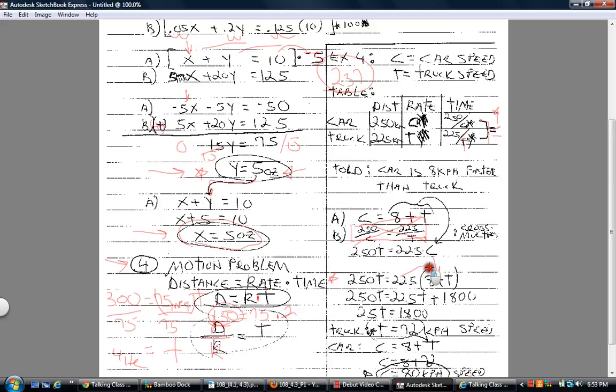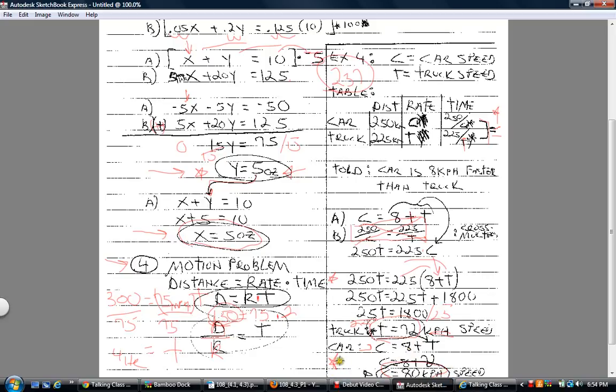Okay, you've got some distributive work to do here. You can follow along there, 225T plus 1800. I subtracted 225T on both sides. I end up with 25T equals 1800. Divide by 25 on both sides. Lo and behold, the speed of the truck is 72 kilometers per hour. What's the speed of the car? Add 8 to it because that's the relationship, 8 plus T, and you've got 80 kilometers per hour.